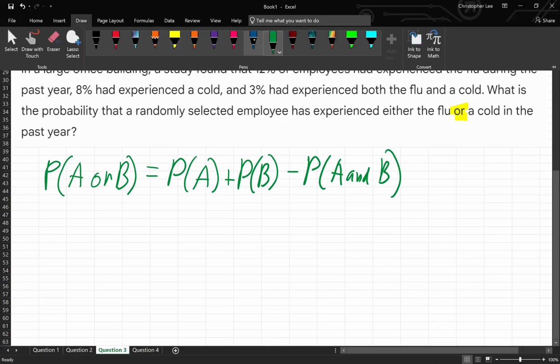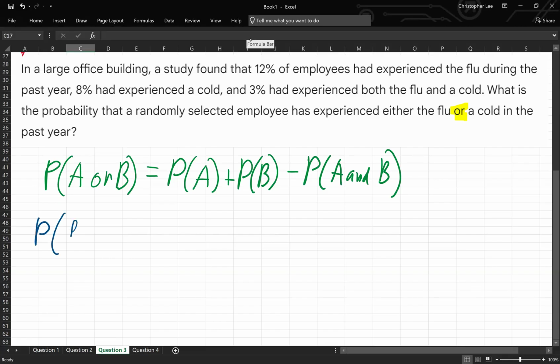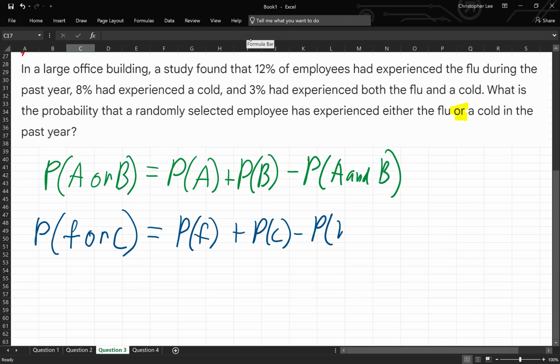Right after you get that, just plug in the story. Keep it simple, right? This is going to be the probability of flu or cold. And that's going to be what? The probability of the flu plus the probability of a cold minus the probability of both. And that's it. After that, just give them the numbers, right? How many people had the flu? I think it was what? 12%?